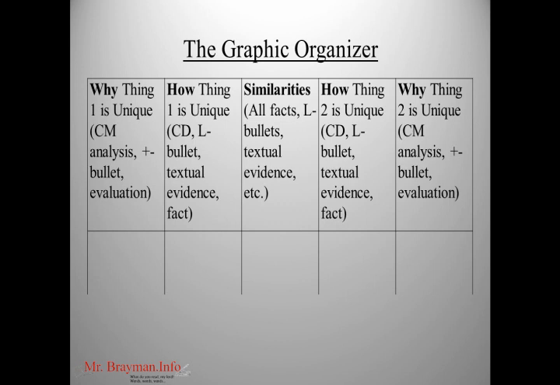So to use the language of KWL plus charts, the similarities are primarily L bullets. The how columns are also primarily L bullets or concrete detail. And then those Y columns are plus bullets or commentary or evaluation, right?